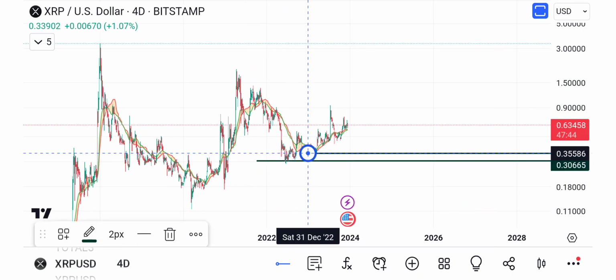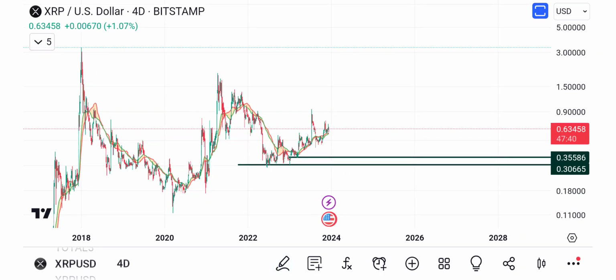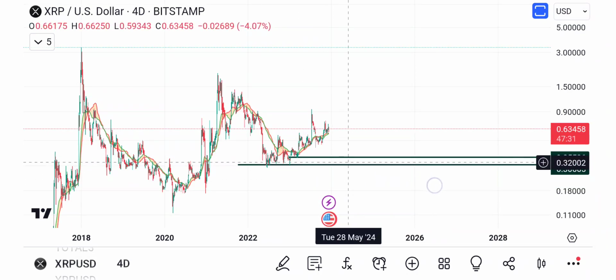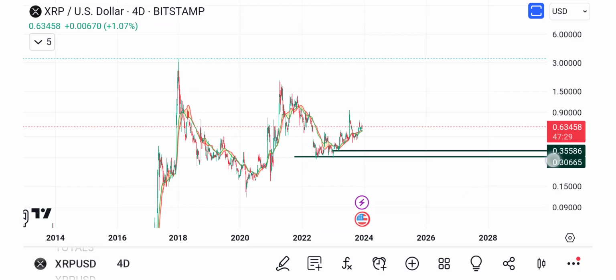Or actually, if we start breaking below 34 cents, I'm not talking about wicking, right? A wick down there like a flash crash, that's different. But I'm talking about daily, weekly candles trading below this range, then yeah, it's going to look bad.